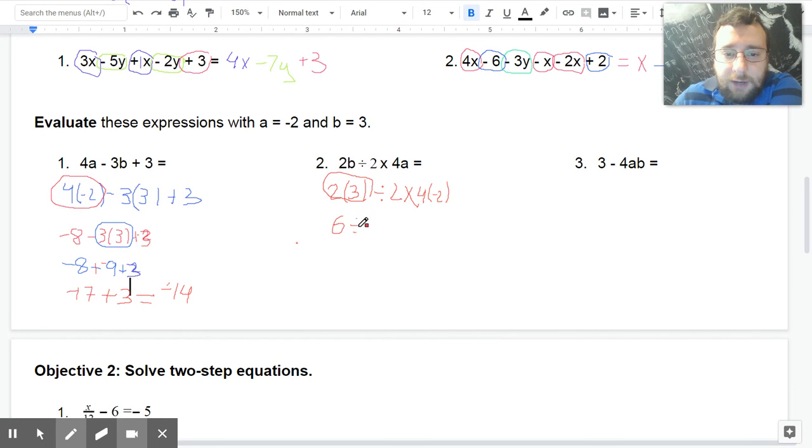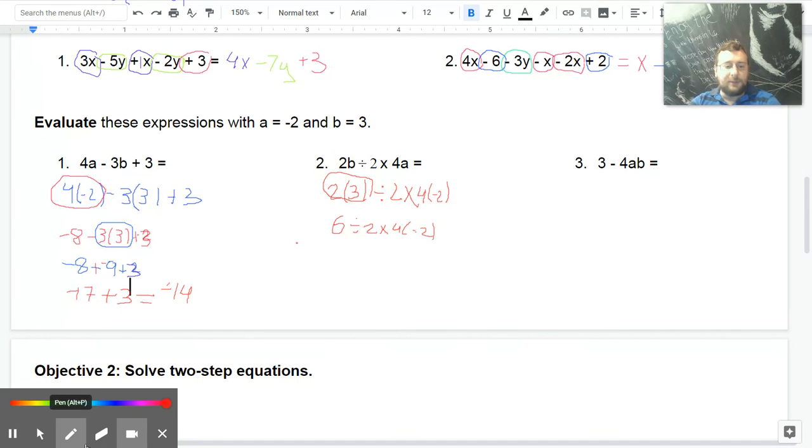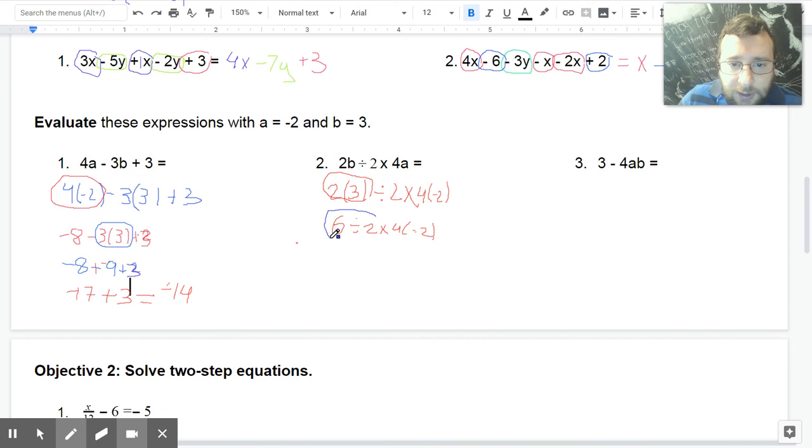And I'm going to very carefully copy everything else so that I don't make mistakes. I only take one step at a time to prevent me from making mistakes. All right. And now I have division and multiplication. You might be tempted to multiply first, but you have to remember that they are actually tied. You have to go from left to right. So I'm going to do this division first.